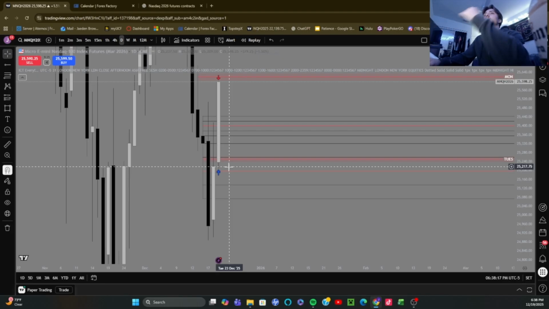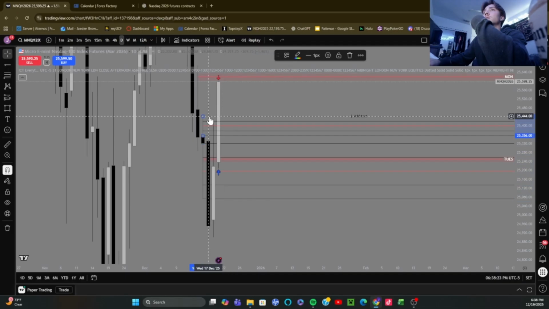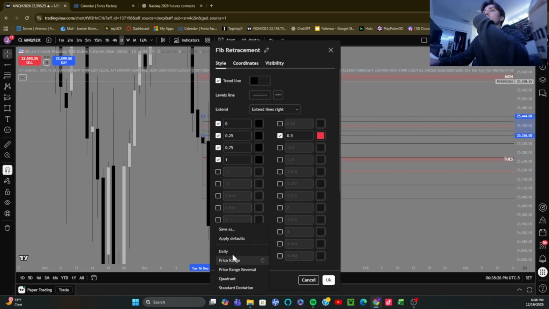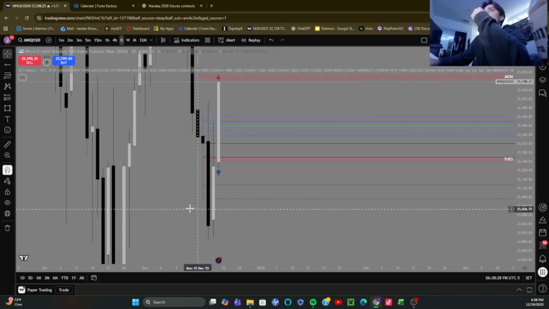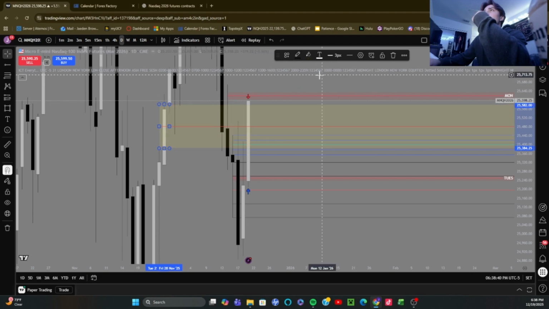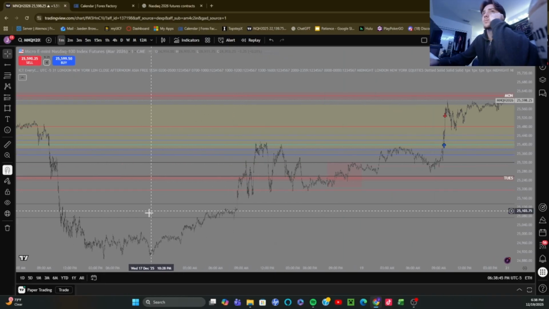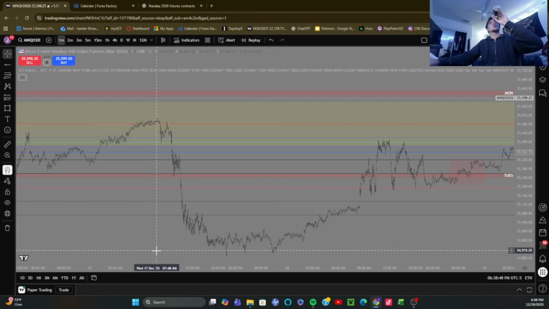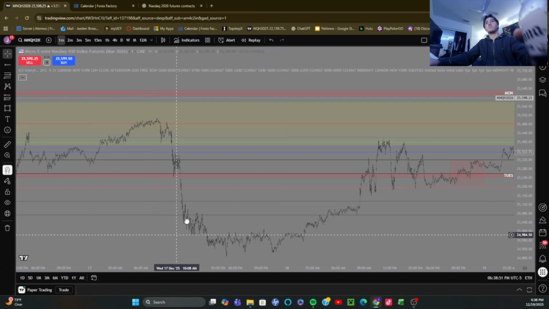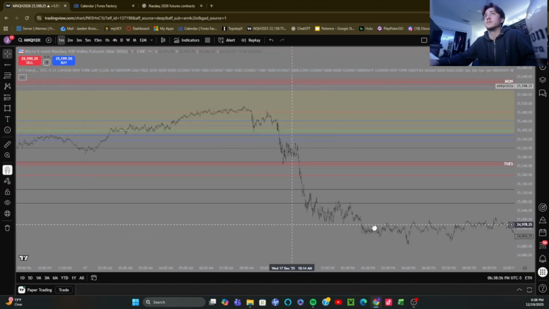So I'm gonna make this top one blue, just so we know the difference between the premium and the discount. I'm not even gonna add... actually, yeah, I'll add it because it did go into this fair value gap. And let's go to Wednesday. Wednesday we had another run lower, a huge, massive move to the downside.